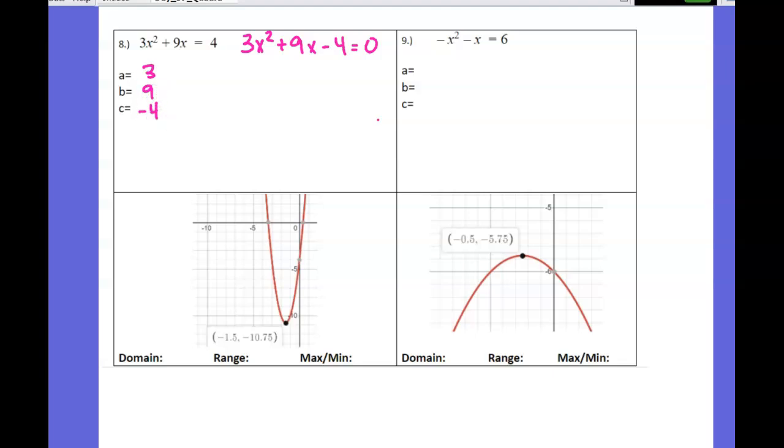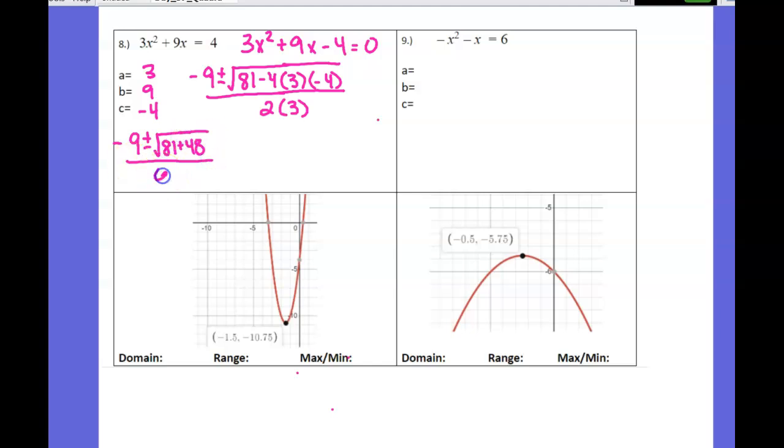All right, when we put it into the quadratic formula, negative b is going to be a negative 9 plus or minus the square root of b squared, which would be 81, minus 4 times 3 times negative 4, all divided by 2 times 3. Okay, so from there, we're going to simplify this to negative 9 plus or minus the square root of 81 plus 48, all divided by 6.